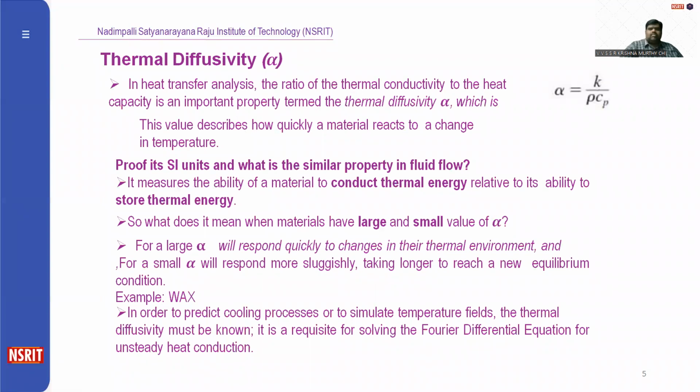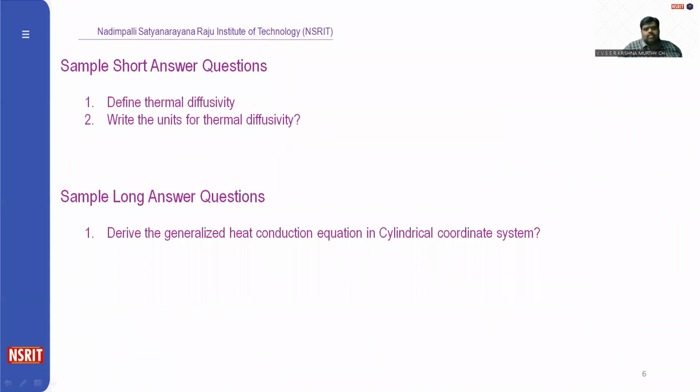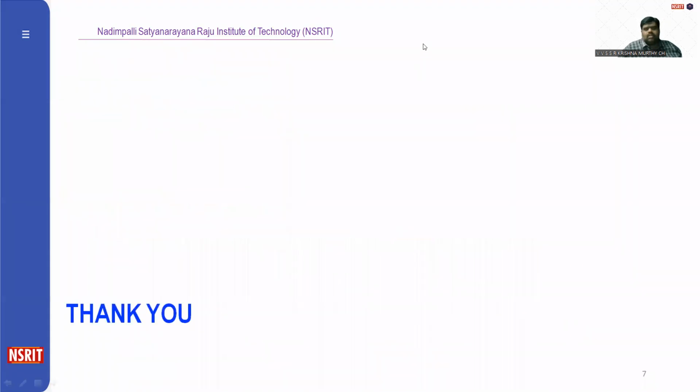Next is thermal diffusivity. Thermal diffusivity is the ratio of thermal conductivity to the heat capacity, which is given as k by rho Cp. It is the ability of the material to conduct thermal energy and also to store thermal energy. If alpha has a larger value, the material will easily adapt to the thermal environment. If the value is low, it reaches equilibrium very slowly. So these are some important questions. Thank you.